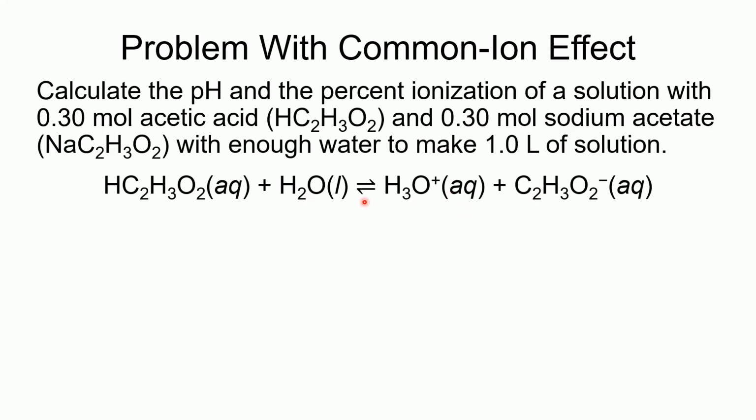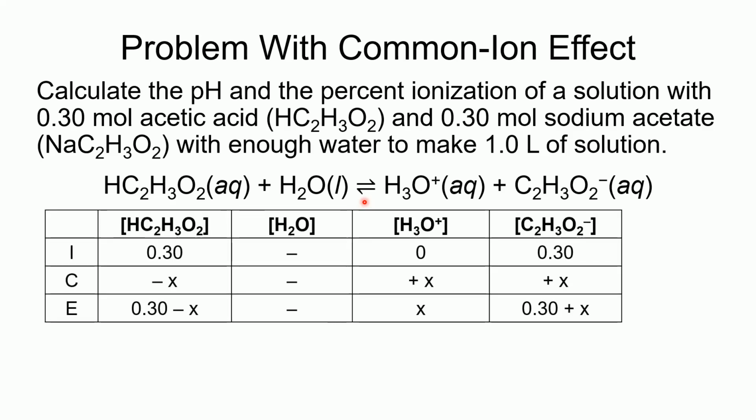And writing out the concentration table, the main thing that is going to be different here is that our initial concentration of the acetate, which is our conjugate base, isn't 0. Here, the initial concentration is 0.3. So 0.3, ignore water because it's the solvent. Hydronium is 0, and then this is 0.3. So this will decrease by X, and these two will increase by X. So we'll get 0.30 minus X, X, and 0.30 plus X.